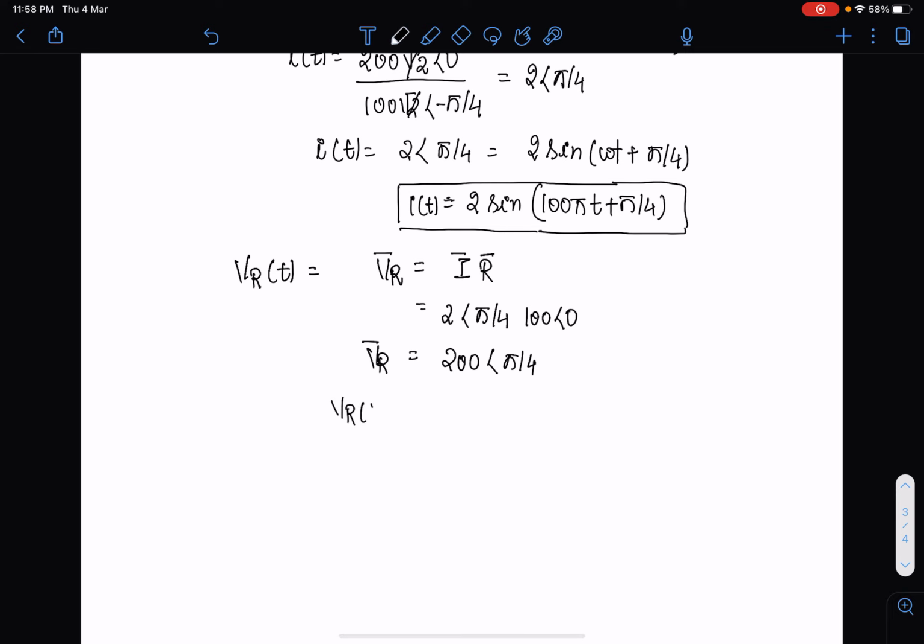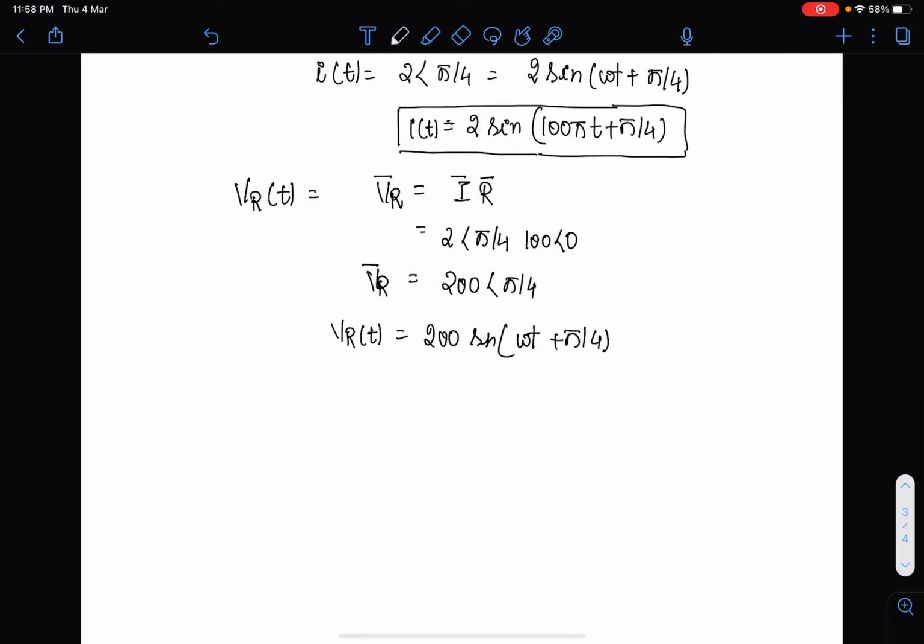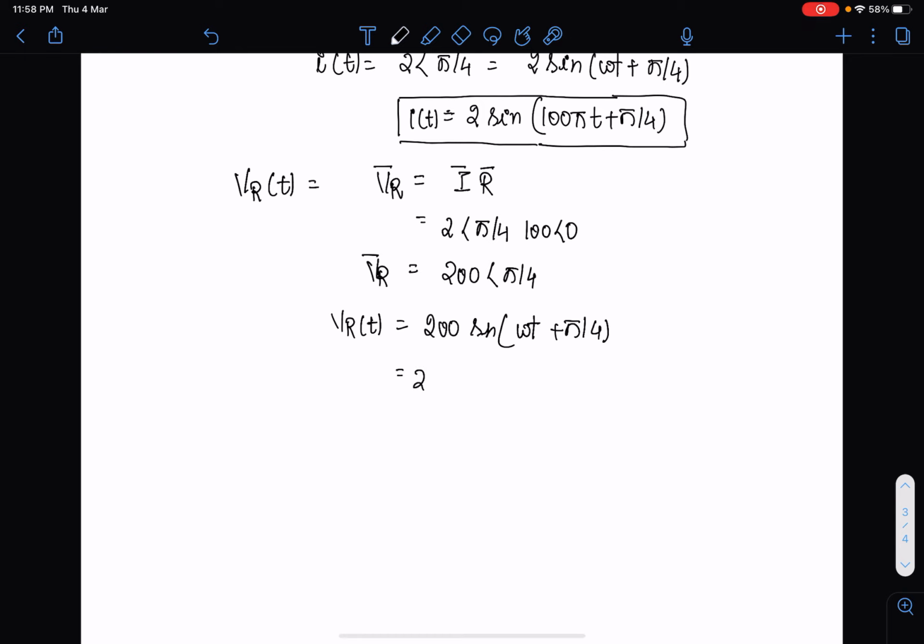and this you can also write as the voltage across resistance as a function of time. If you expand this expression, you can write 200 sin(ωt + π/4). So this is equal to 200 sin(100πt + π/4). So this is the voltage across resistance as a function of time, right?